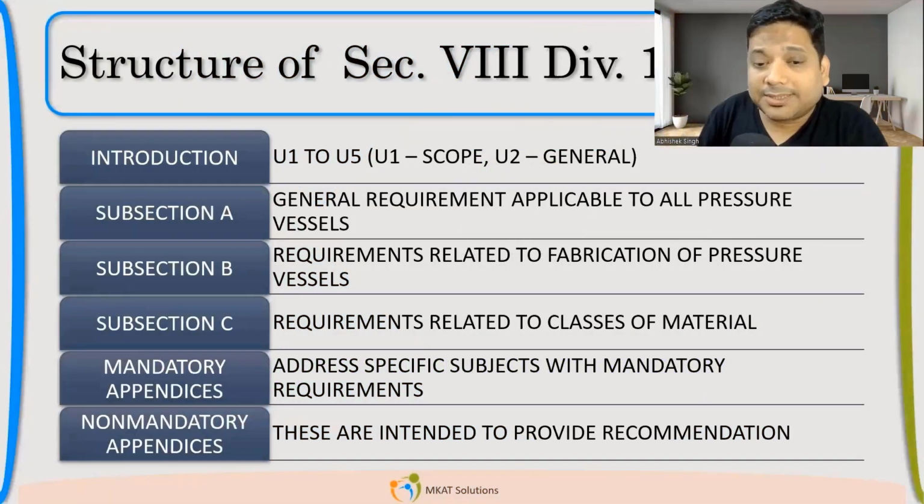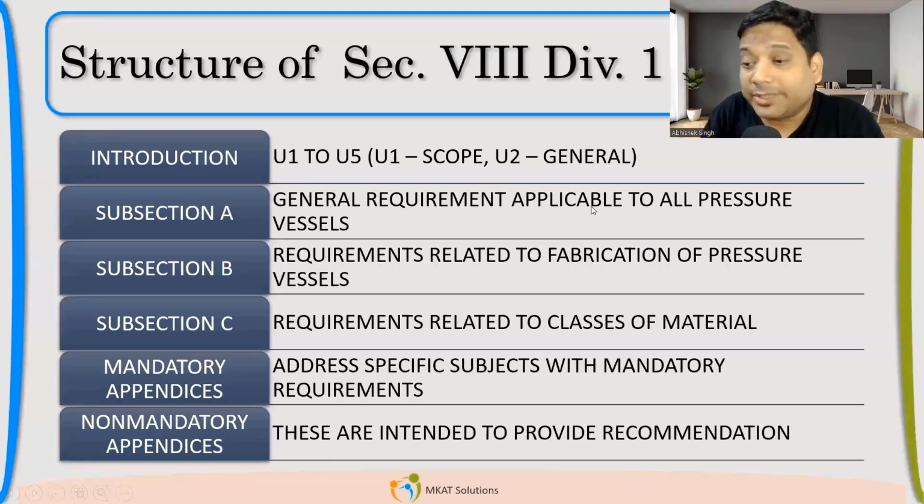If you look at the structure of ASME, many times we get confused about where exactly this UHA lies, which part. It's in subsection C, which is the requirement related to classes of material. We studied UCS, which is related to carbon and low alloy steel. And now we are going to study UHA.